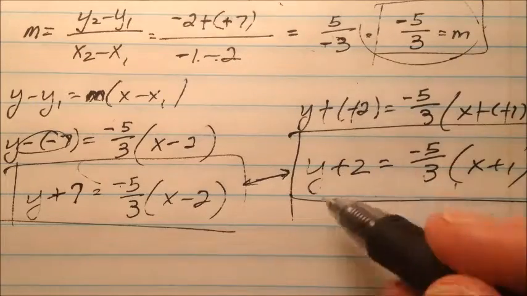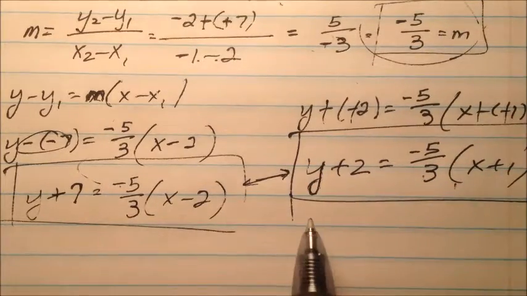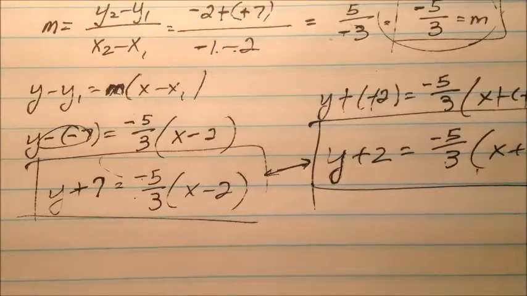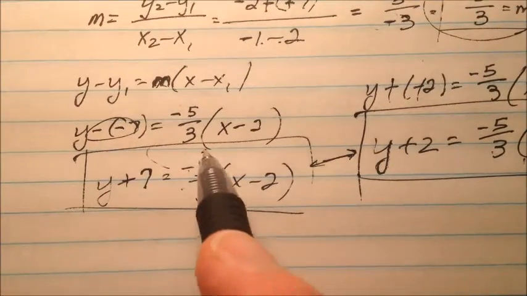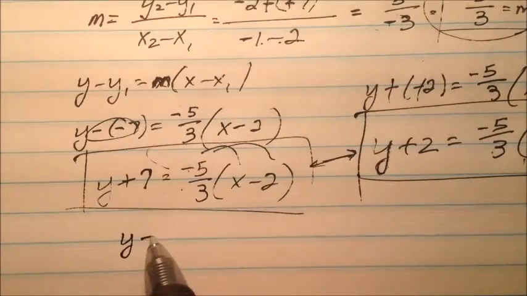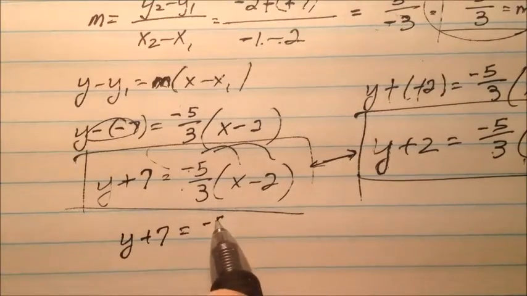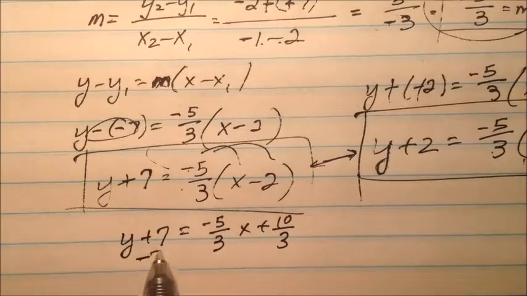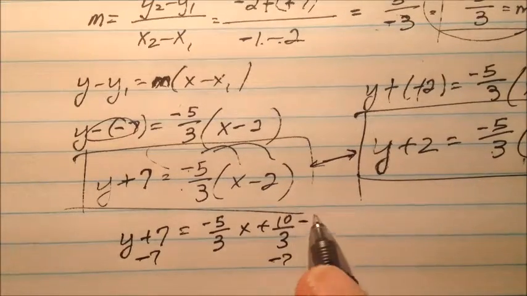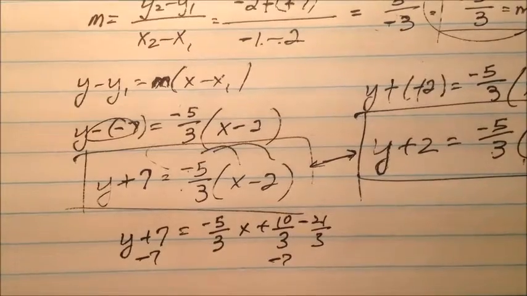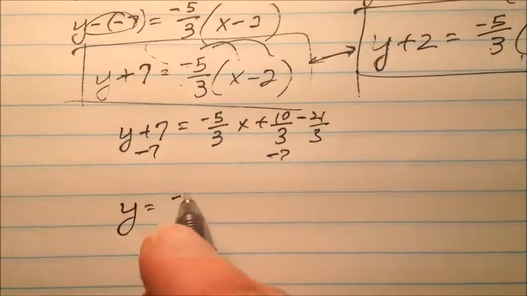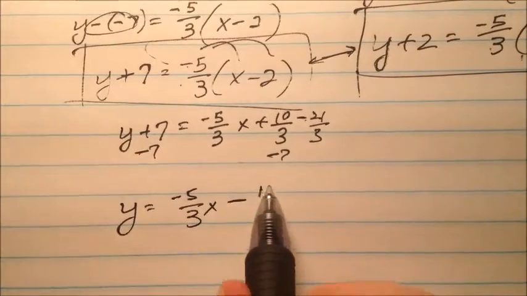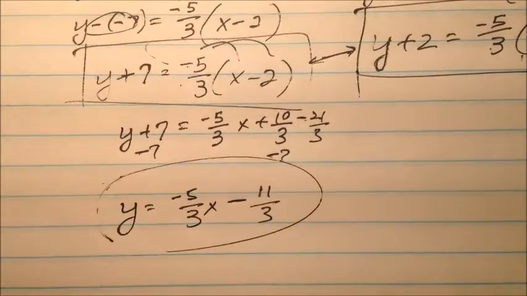I think it's a lot better if you put them both in slope-intercept form. If we drop both of these in y equals mx plus b, I think you'll see they'll end up being the same thing. So let's distribute here. y plus 7 equals negative 5/3 x plus 10/3. When I subtract 7 from both sides, I'll be subtracting 21 over 3. So y equals negative 5/3 x, 10 minus 21 is negative 11 over 3.